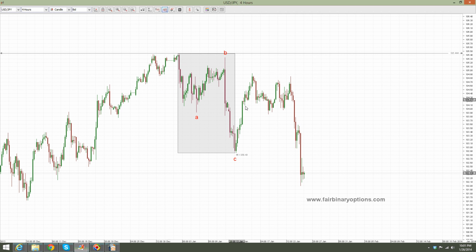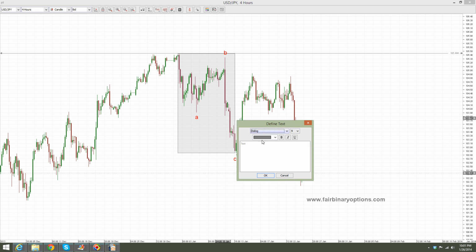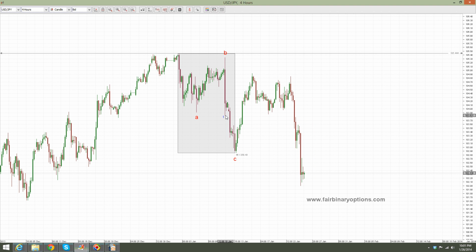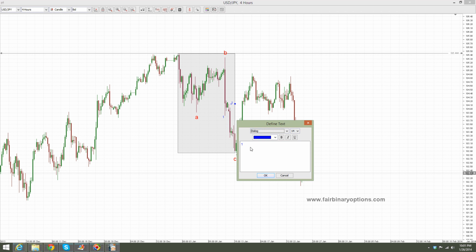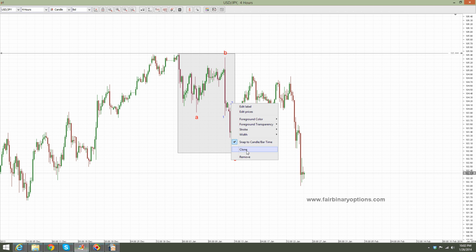What kind of a 5-wave impulsive? Well, the first wave, but of a lower degree, is one here. The second here. The third wave to the downside.